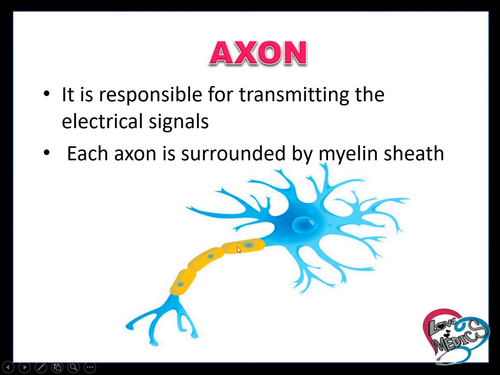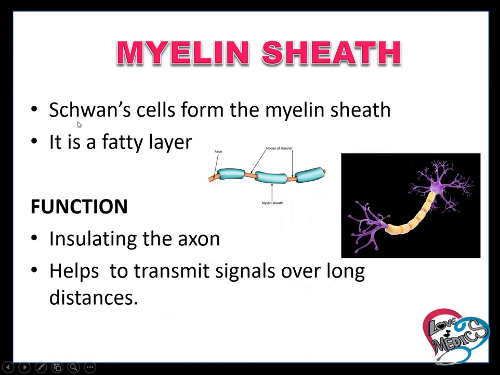The axon is surrounded by myelin sheath. What is myelin sheath? The Schwann cells form the myelin sheath. It is the fatty layer. It protects the axon. The function of the myelin sheath is insulating the axons, so it protects the axons from the leakage of the electrical signal, and it helps to transmit the signal over long distance.